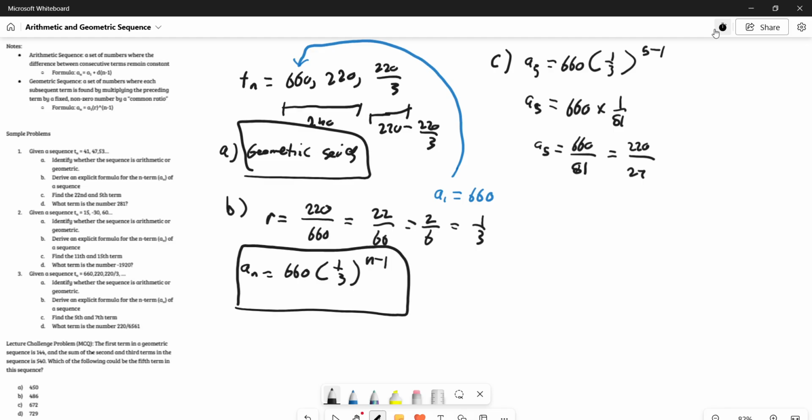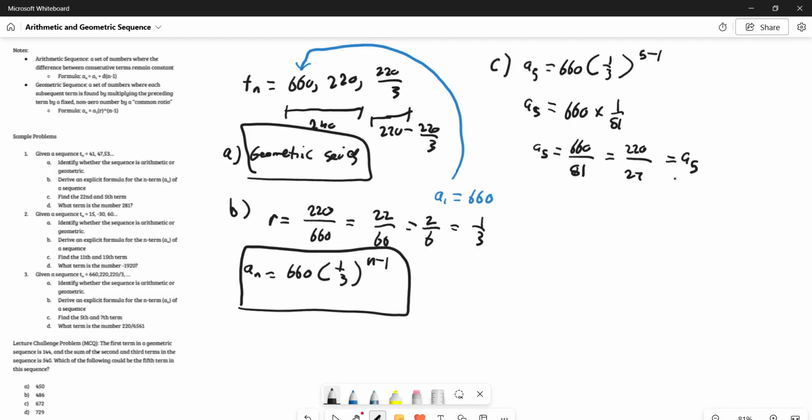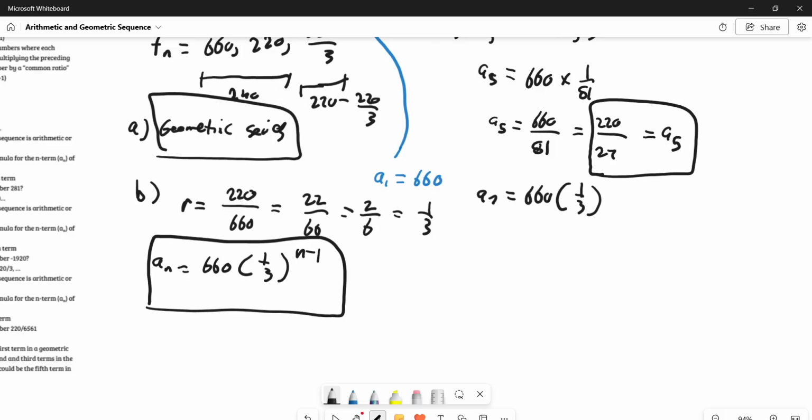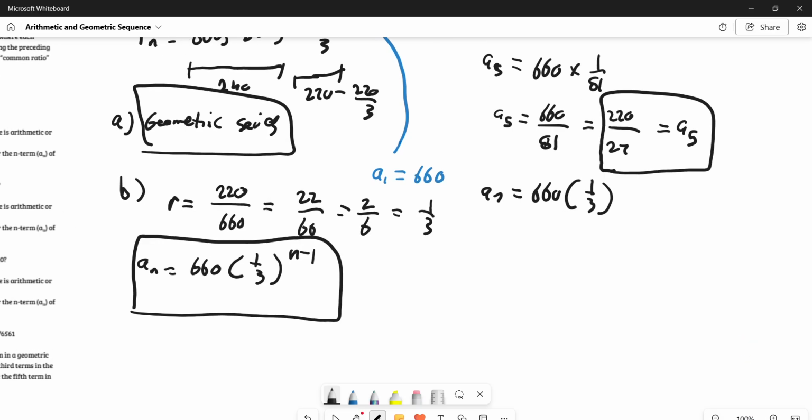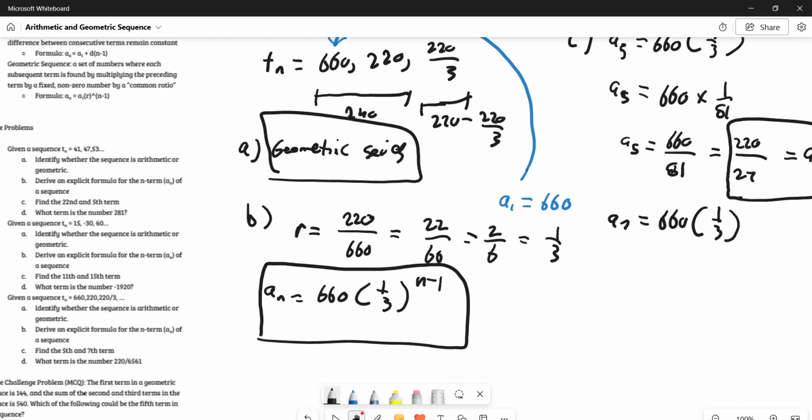Can we do it again? No, I think this is the simplest we could go. Okay, now we need to find a sub 7. A sub 7, you plug it in once again. I mean, this part is really simple. Oh shoot, I apologize.